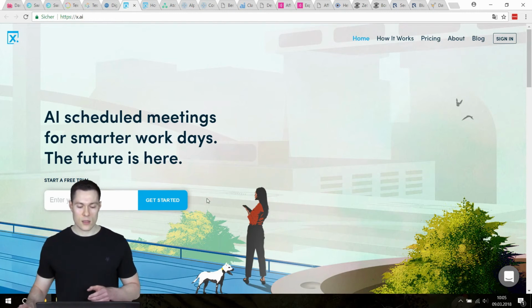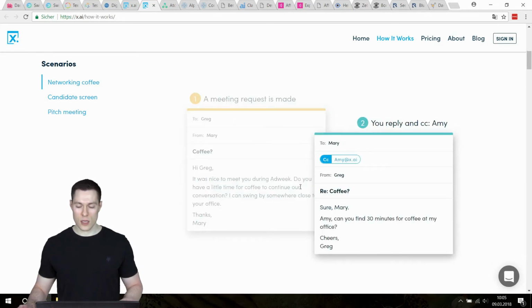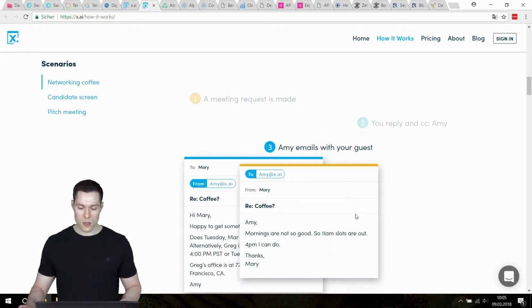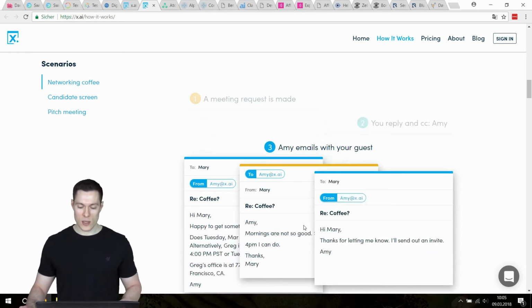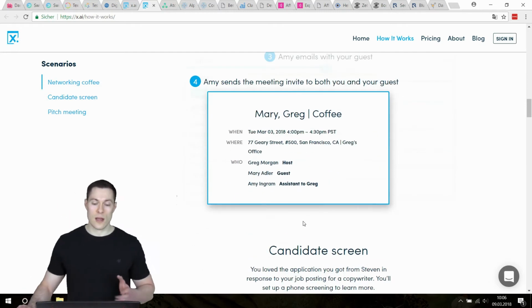Next is x.ai, and they also use a chatbot approach, but instead of dealing with customer requests, they deal with scheduling meetings. So if someone sends you an email and they want a meeting with you, then you simply answer that email and write amy@x.ai into the CC field. And that's the chatbot. And then the chatbot takes care of the back and forth of scheduling the meeting, and once a date is agreed upon, it will be saved into your calendar.